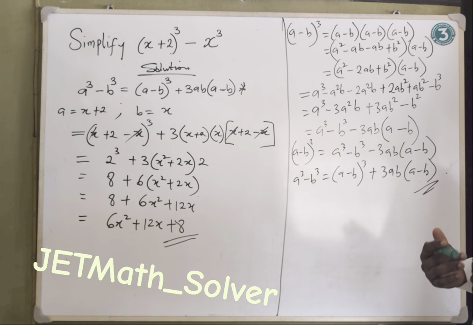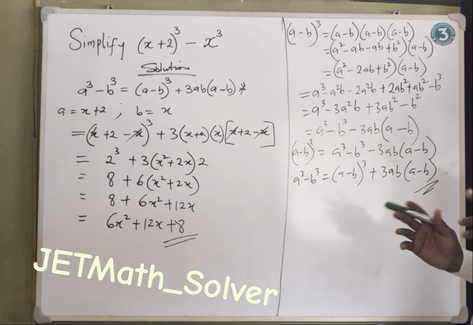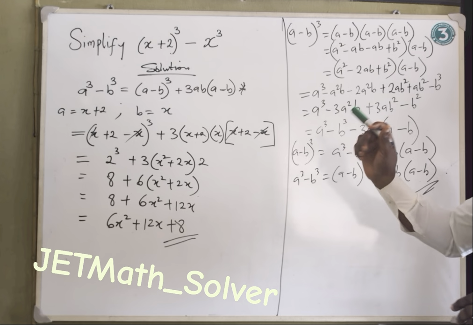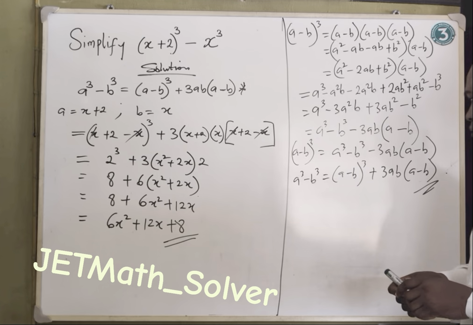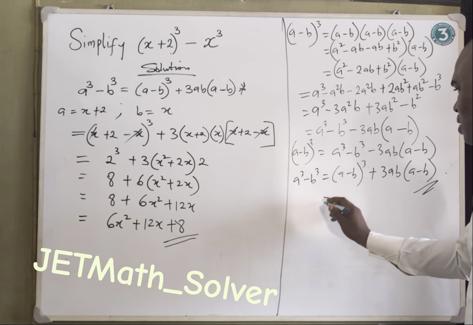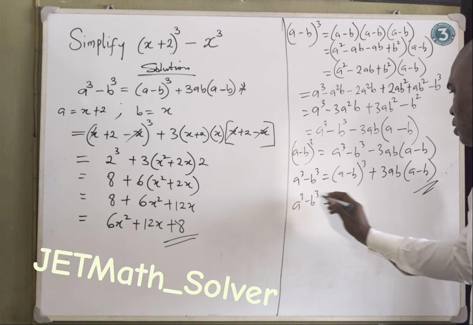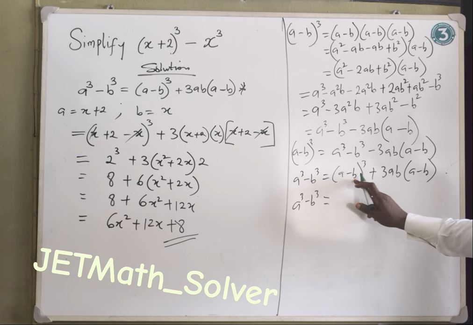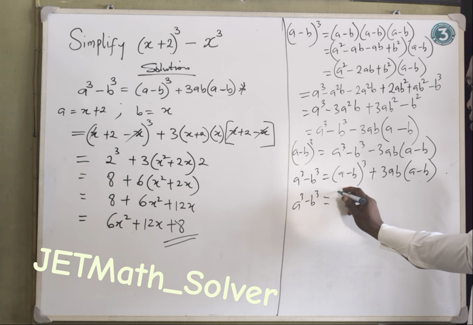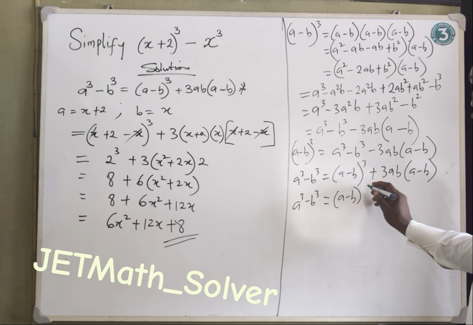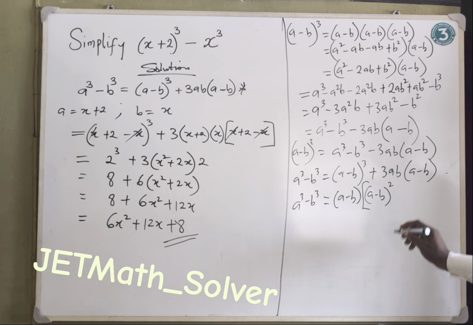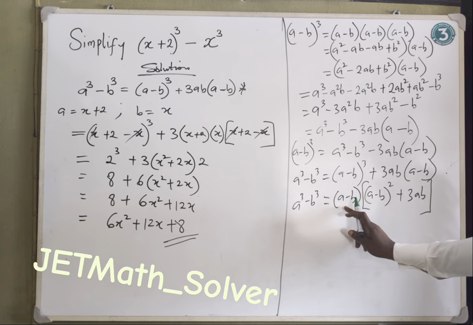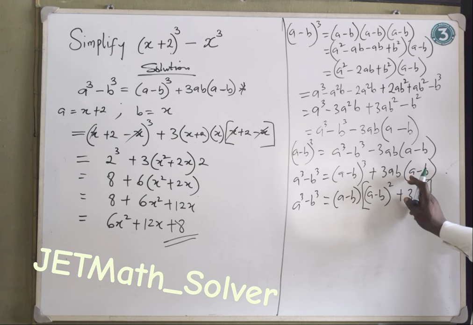Either we use this, or because we have two formulas for the difference of two cubes, we can simplify it further. Either I use this or I simplify it further. I can simplify this further by saying, if I have a³ − b³, what is common here? My a − b is common. So I'm going to write it out. What is left here? I'm having (a − b) squared, then plus 3ab. If I should multiply this by this, I will have this back.